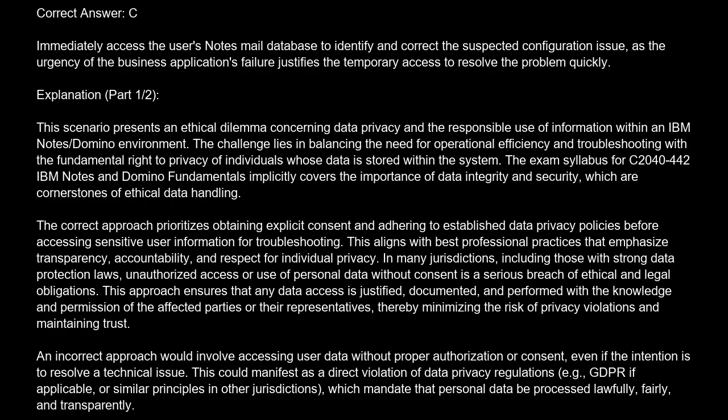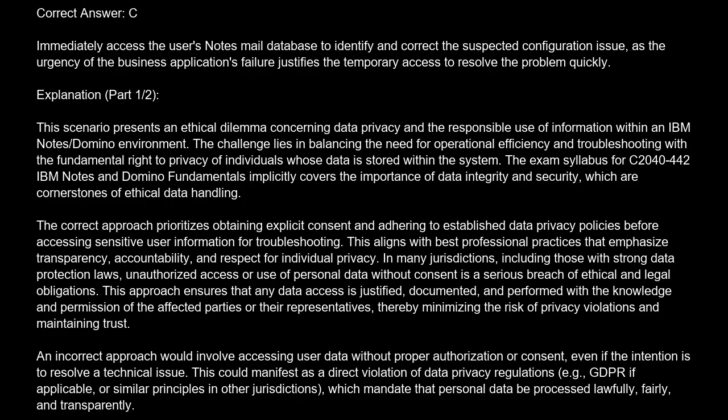The exam syllabus for C2040-442 IBM Notes and Domino Fundamentals implicitly covers the importance of data integrity and security, which are cornerstones of ethical data handling. The correct approach prioritizes obtaining explicit consent and adhering to established data privacy policies before accessing sensitive user information for troubleshooting. This aligns with best professional practices that emphasize transparency, accountability, and respect for individual privacy.